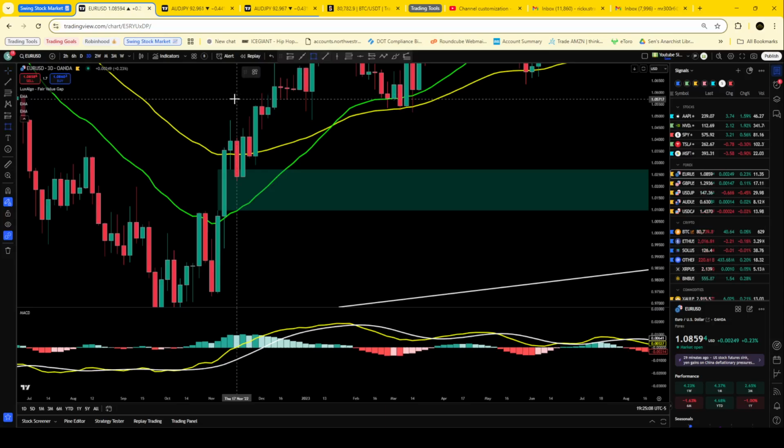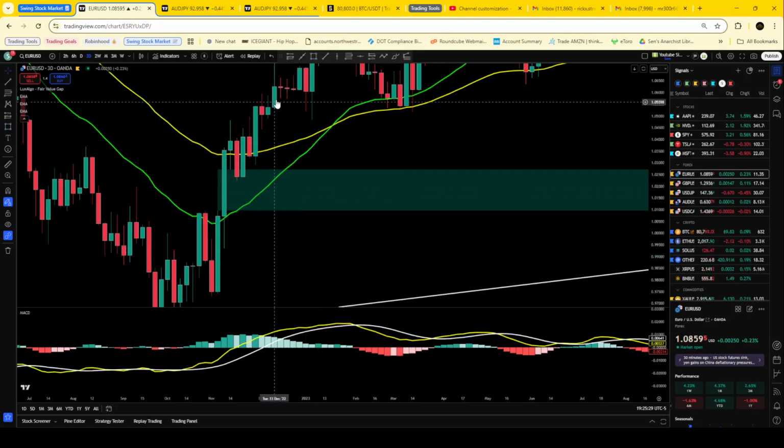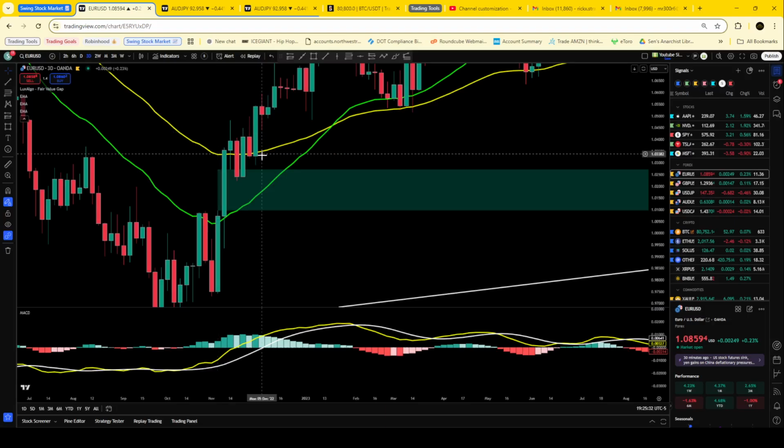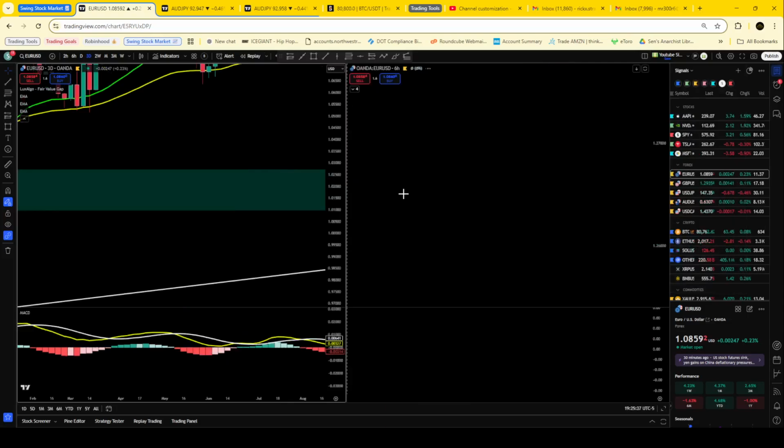Sometimes, if you have the free version, you can only have two indicators. I have the most basic paid subscription. I believe it's like $15 a month, but it's definitely worth it. You get the replay and you get multiple trend lines. You also get multiple screens, though I think it's only two screens.